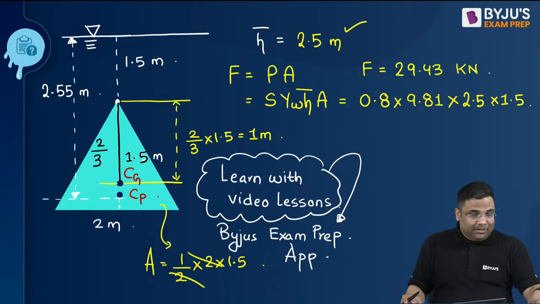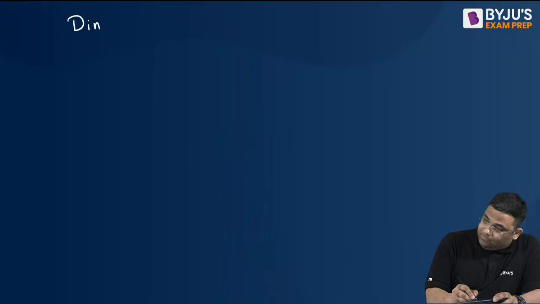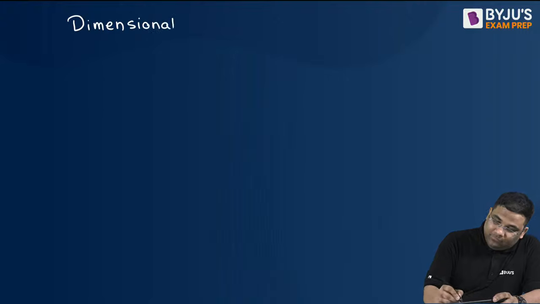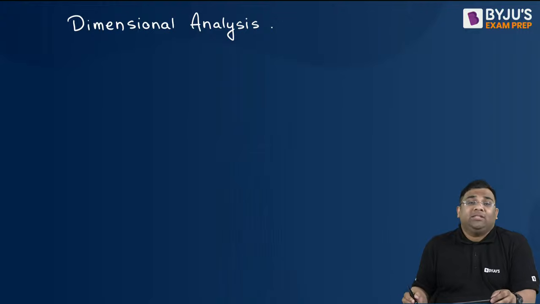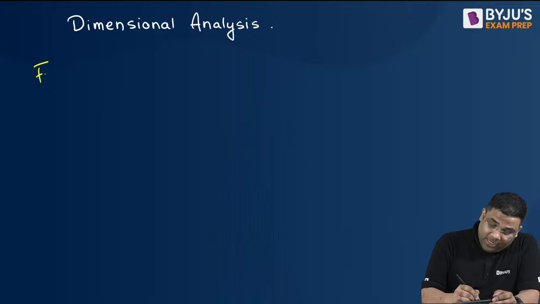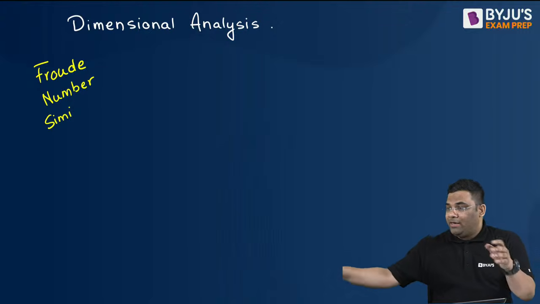So now the next topic we'll see is dimensional analysis. In dimensional analysis, the most predominant question asked is on Froude number model, or Froude number similarity.